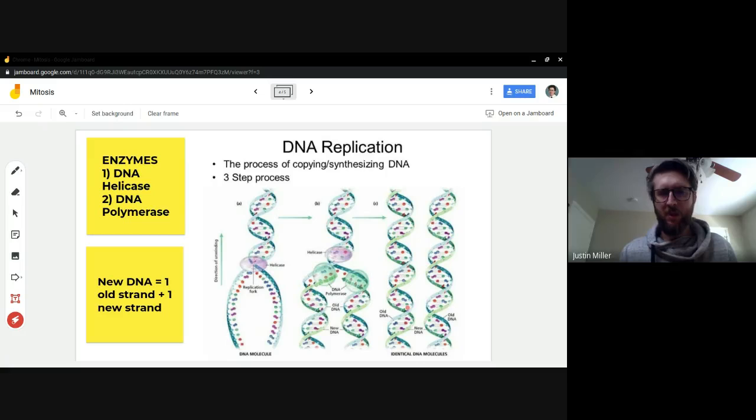So then by the time you get to the end, you have two complete DNA molecules, and each one contains two strands, one old strand and one new strand. So one of the strands in this new DNA molecule is the original one from this guy over here. And the other one, the green one, is the new one that just got added to it by DNA polymerase in step 2.